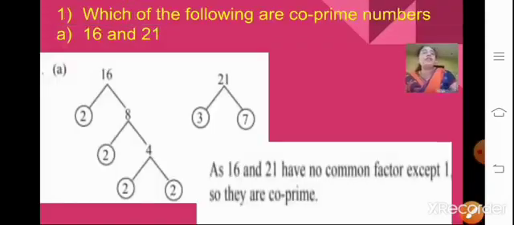Here I have done the working for you. Again, 16 and 21 have no common factor except 1, so they are called co-prime numbers. This sum you have to take down in your notebook.